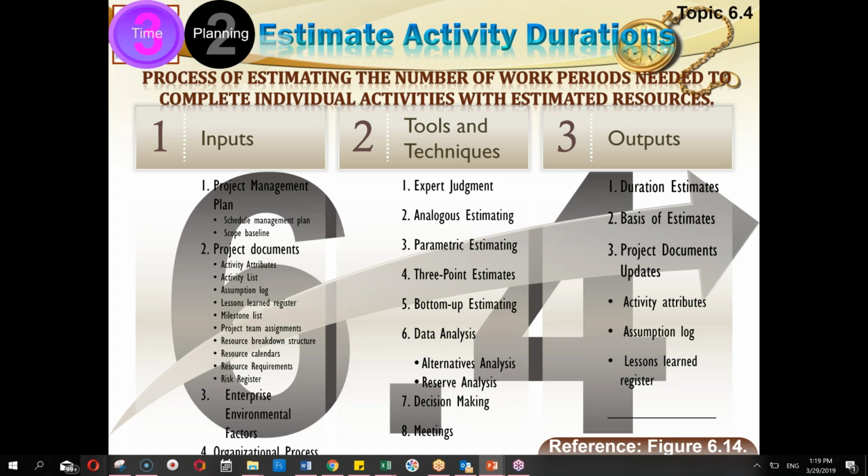If I had neglected the opinion of pessimist and optimist and just averaged the most likely, which is 3, then I would have been working on 3 days. But just because I did this 3-point estimate, that 3 grew out into 3.83, almost 4 days. So by default, 1 day margin has been built into my estimation. This is 3-point estimate.